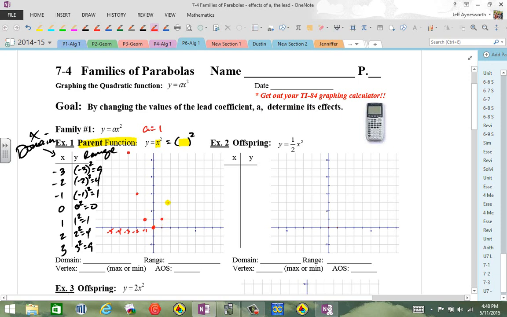And we see some symmetry going on here. Right 2, up 4. It's symmetrical about the y-axis right here. Then 3, 9: right 3, up 9. 1, 2, 3, 4, 5, 6, 7, 8, about 9 right here. Okay, so let's plot. You draw a smooth U-shaped curve.